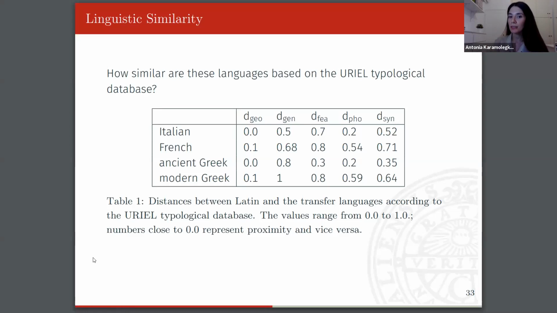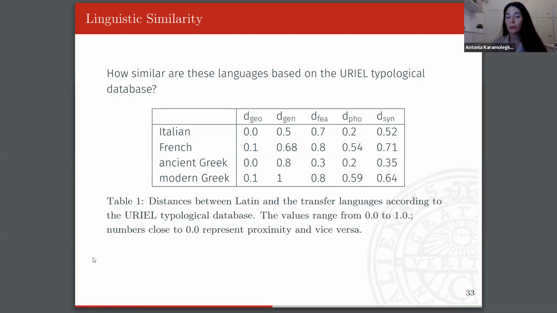And in terms of geographic distance, which is the first column, we can see that Ancient Greek and Italian are closer to Latin compared to Modern Greek and French, which makes sense since during the Roman Empire, both Latin and Ancient Greek were spoken in the peninsula that now we call Italy. Concerning the genetic distance, which is the second column, we can see that Italian and French are considered more similar since they belong in the Italic branch of the Indo-European language family, and Ancient Greek and Modern Greek are from the Hellenic branch, so they are more distant. And their values are closer to 1.